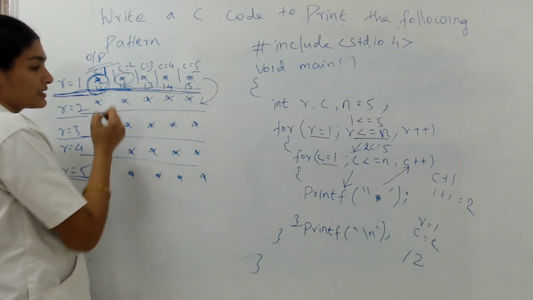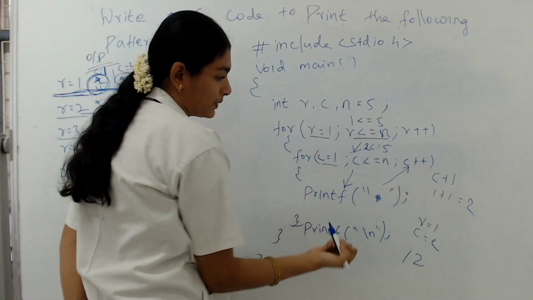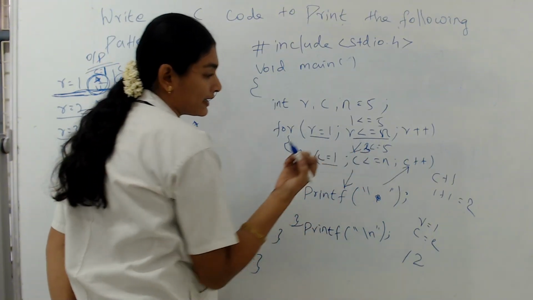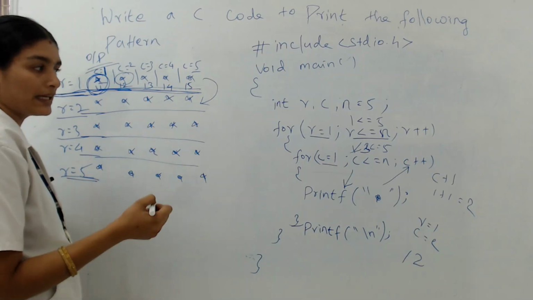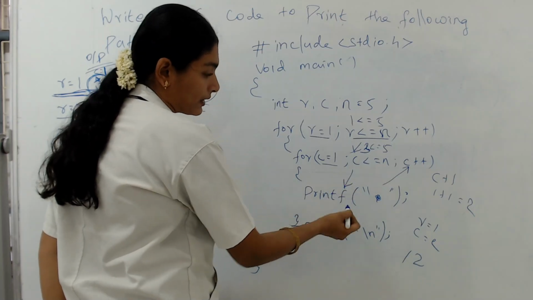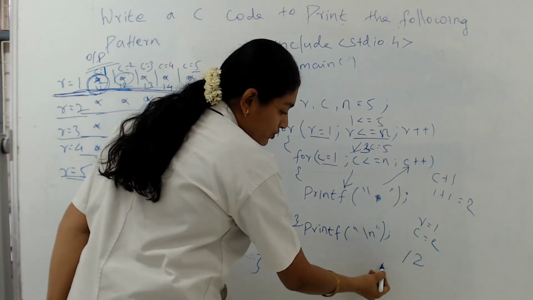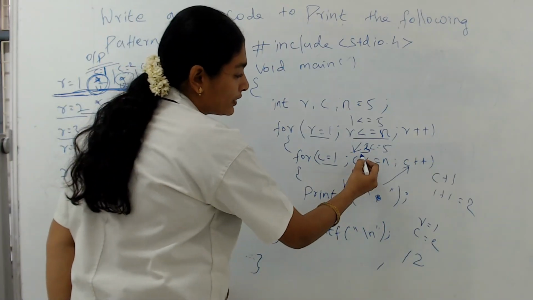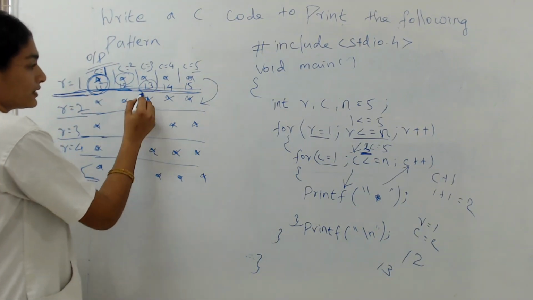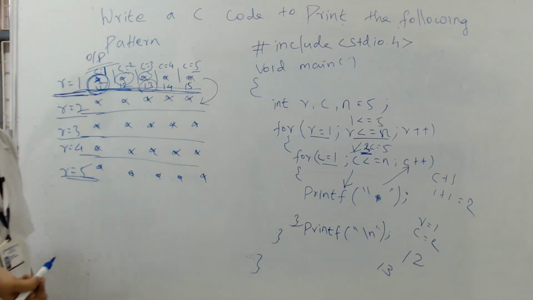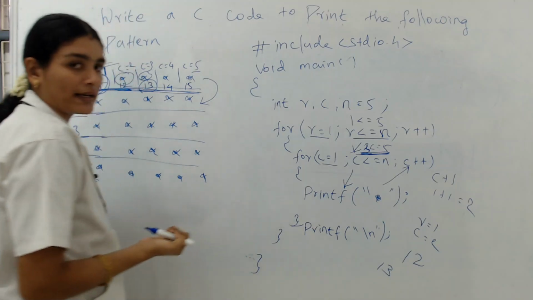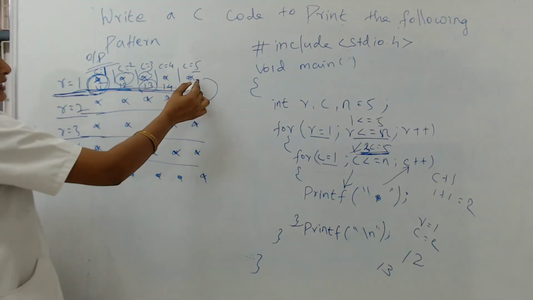After printing this star, what is the next step? Again C plus plus. The current value of C is 2. C plus 1 means 3. So the C value will be updated as 3. Again check the condition. 3 less than or equal to 5. Yes, the condition is true. Again go to the printf statement. There is no change in the value of R, but the C value has changed to 3. So the position is 1, 3. In this position, star will be printed. Like this, the inner for loop will be executed 5 times. So in total, 5 stars are present in the first row.